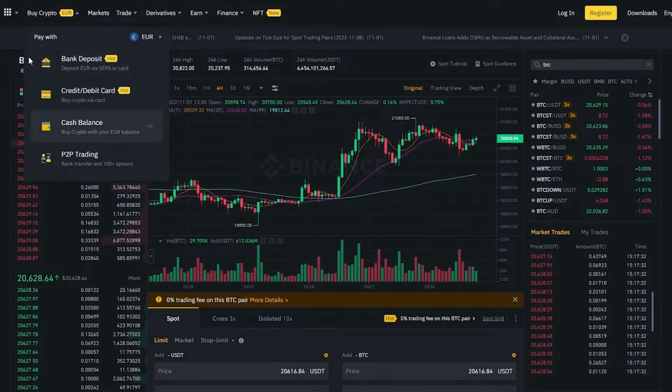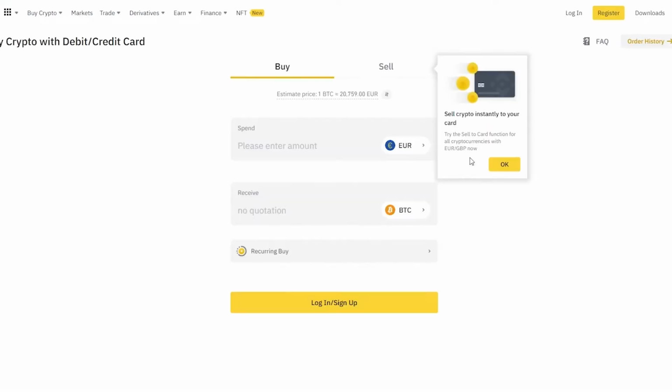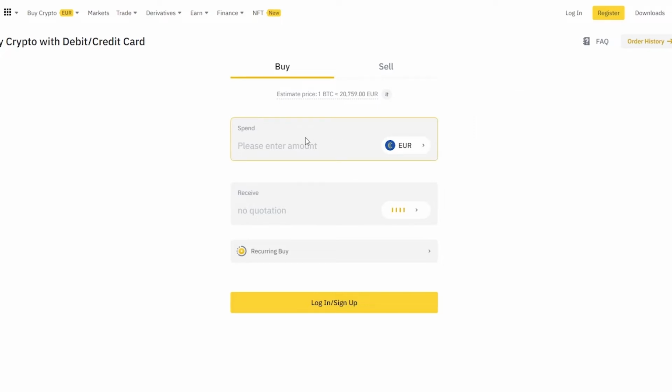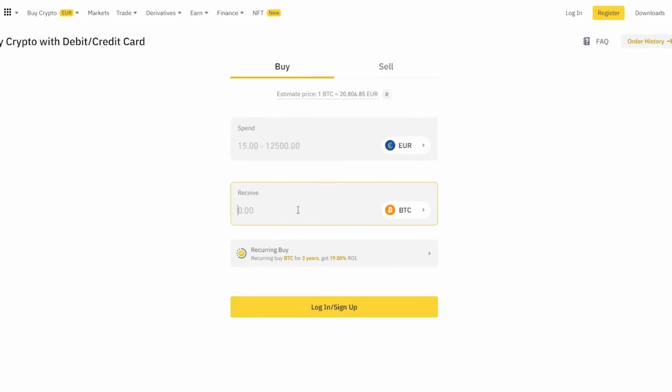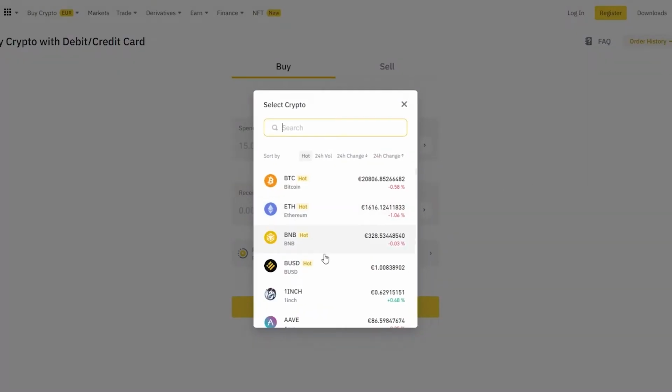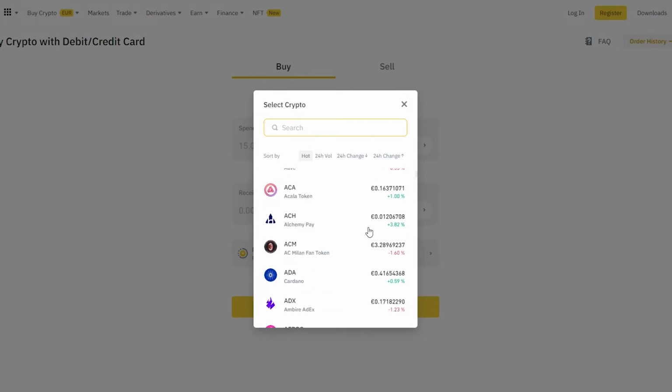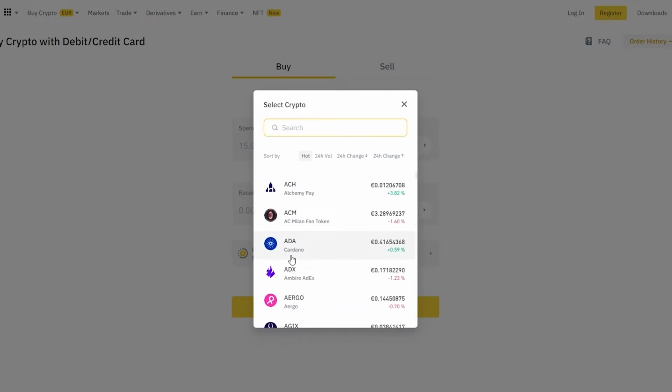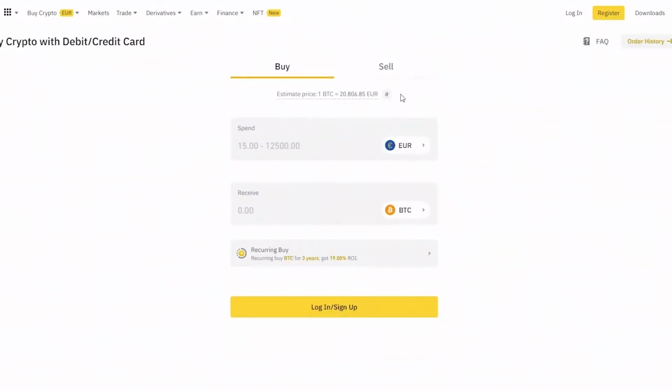You're going to choose the way you want to buy it. And let's say I want to buy it through my credit card. I'm going to wait for this to load up. Once it loads up, you're going to enter the amount of money you want to place on the specific crypto. You can either use Bitcoin, or you can just buy. There's Bitcoin, there's Ethereum, there's BNB, there's all these different coins, Cardano, ADA, many different coins. You can just choose any one of them.